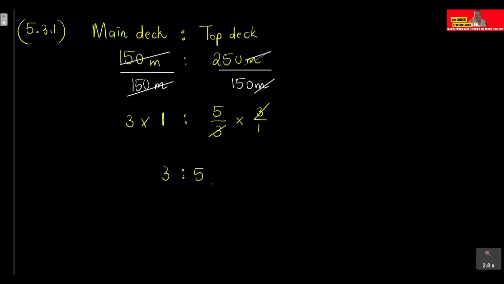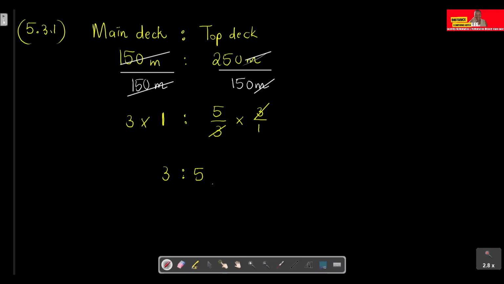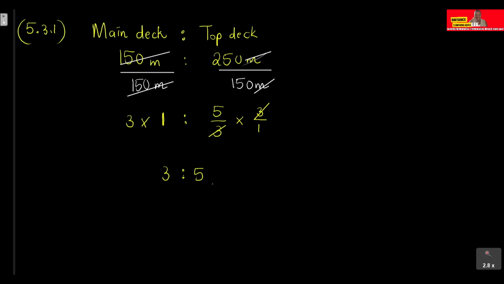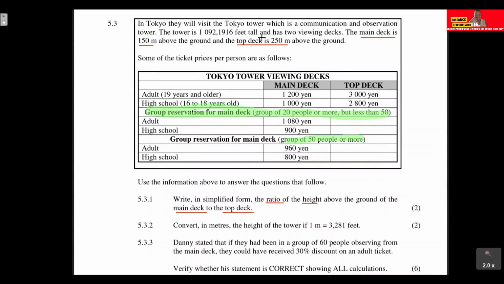How will they quickly mark this one? You'll just get a mark for writing the 150 is to 250, and you'll get a final mark for writing that 3 is to 5. So you'll get the 2 marks like that. All right, let us have a look at the next question.